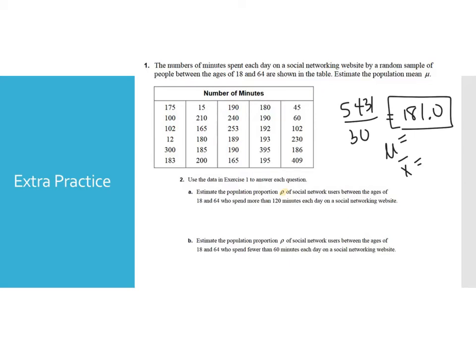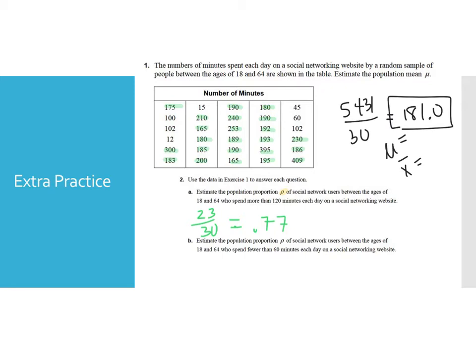Looking at our sample, I'm going to go through and find how many have more than 120 minutes. So we have 1, 2, 3, 4, 5, 6, 7, 8, 9, 10, 11, 12, 13, 14, 15, 16, 17, 18, 19, 20, 21, 22, 23. So it looks like 23 out of our 30 use more than 120 minutes, and as a decimal, that's going to be 0.77, or 0.76 repeating.